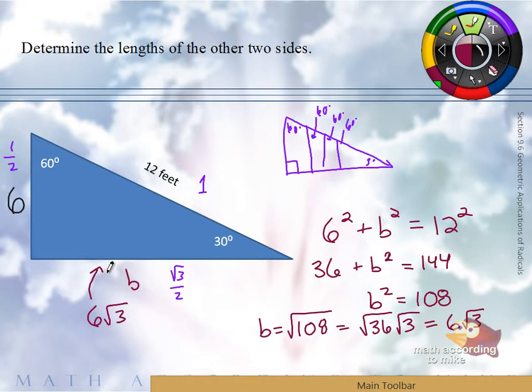The way we could have done that is if 1 is to 12, then radical 3 over 2 is to what? It'd be radical 3 over 2 times 12. Well, the 12 and the 2 reduce down to 6, so this would give you the same answer of 6 times radical 3. So if we want to do ratios, you would say 1 is to 12, radical 3 over 2 is to what? Well, it would be radical 3 over 2 times 12. The 12 and the 2 reduce down to 6. So if you didn't want to use Pythagoras, you could do it a different way.